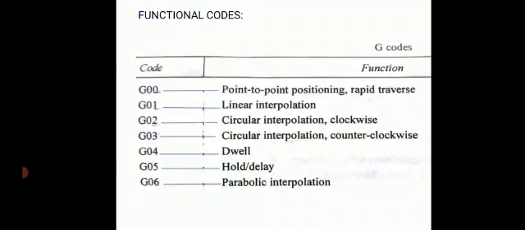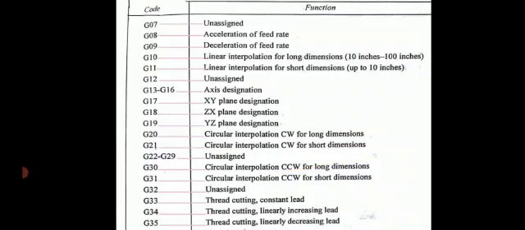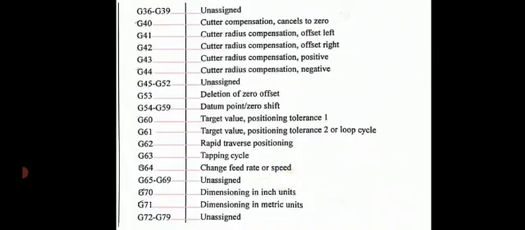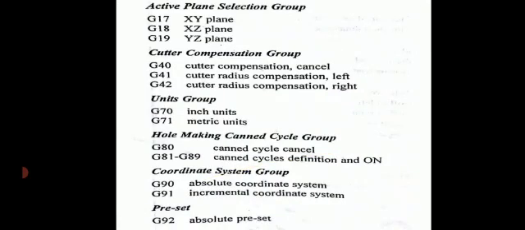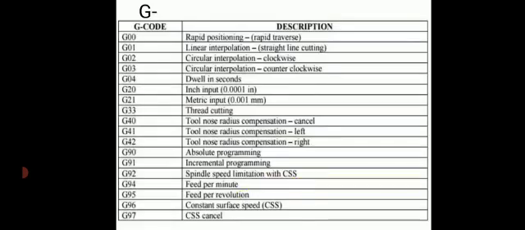Then these are the functional codes. G00 is a point to point position, rapid traverse, G01 linear interpolation, G02 circular interpolation clockwise, G03 circular interpolation counterclockwise, G04 dwell, G05 hold or delay, G06 parabolic interpolation. These are the G codes used for making the program. These are the plane selection group, cutter compensation group, unit group, hole making canned cycle group, coordinate system preset. G codes and descriptions are there.